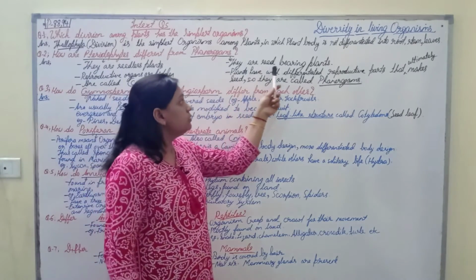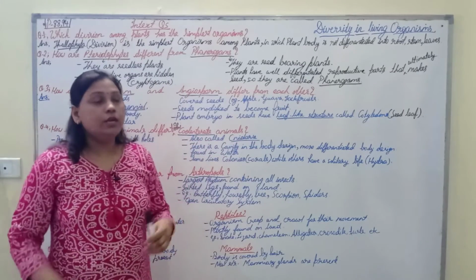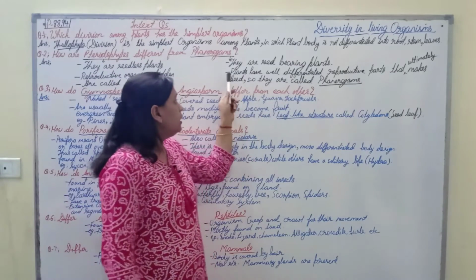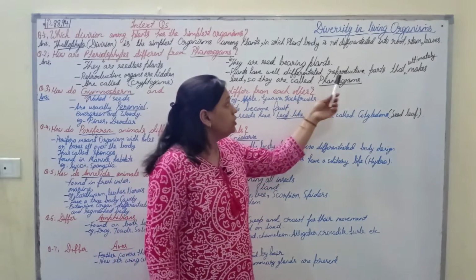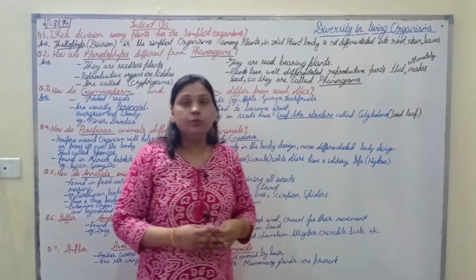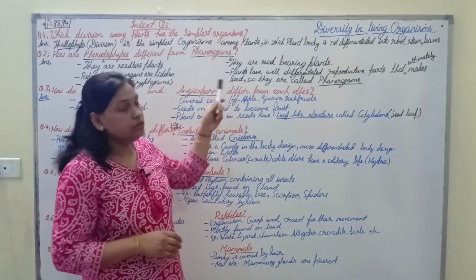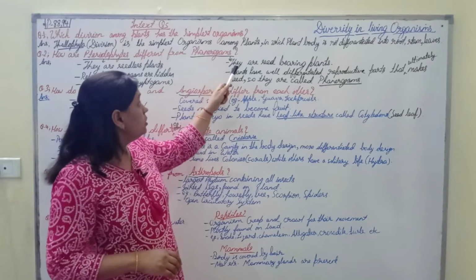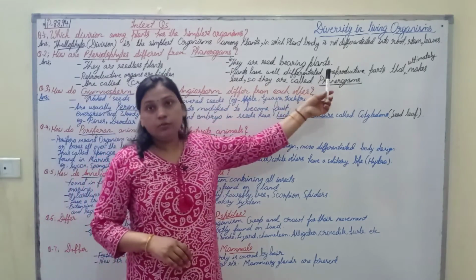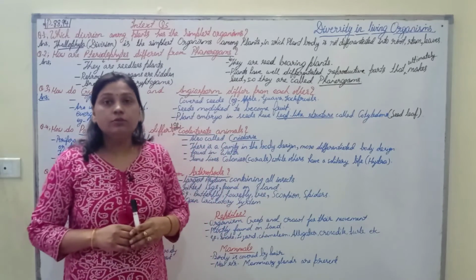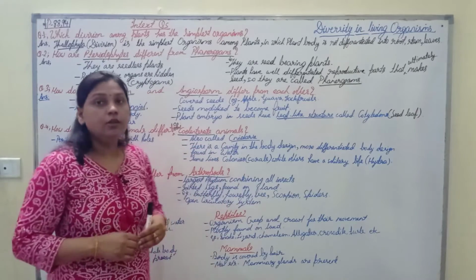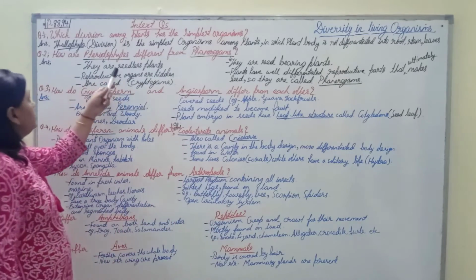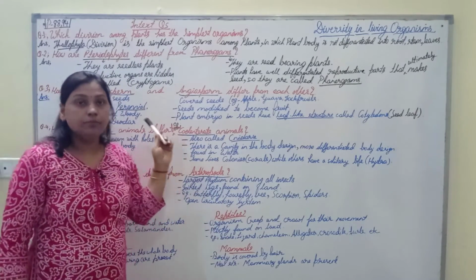However, phanerogams are the seed bearing plants, so they are known as phanerogams, and the plant body has well differentiated reproductive parts that ultimately make seeds. They have well differentiated reproductive parts, while the reproductive parts in the case of Pteridophyta are absent.